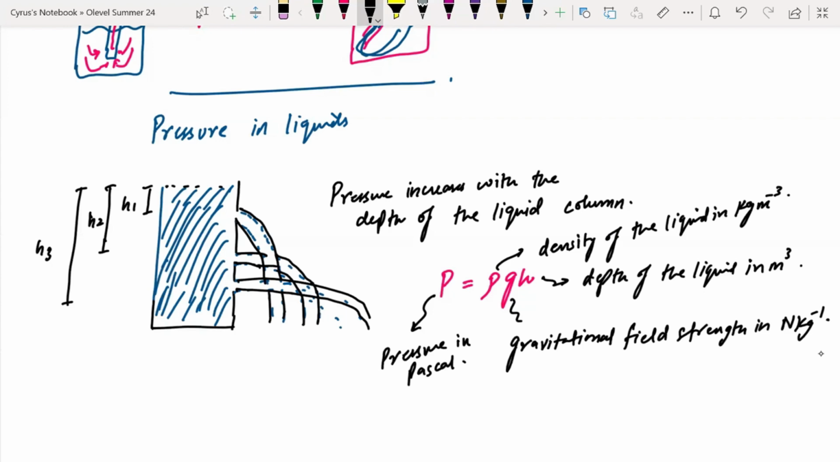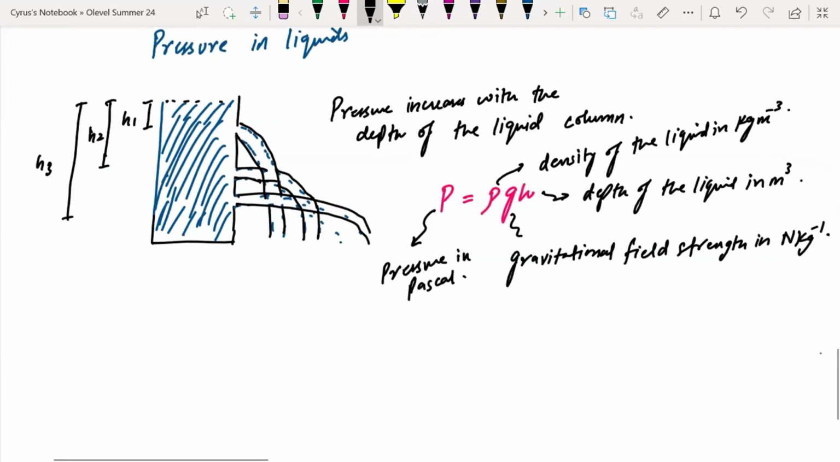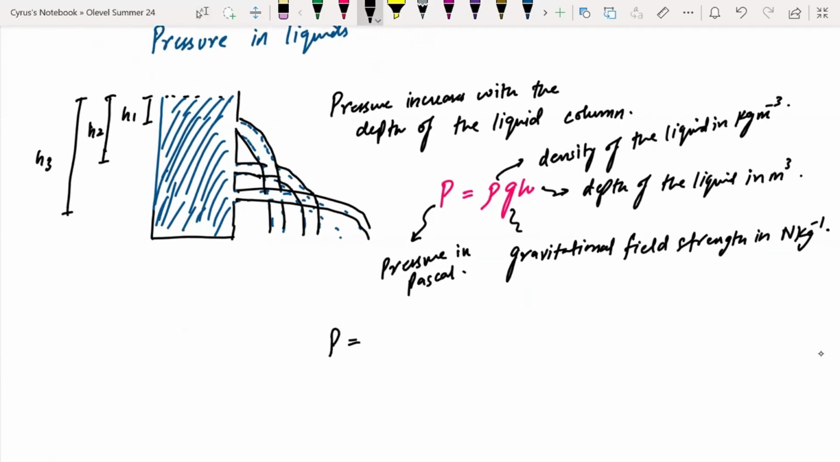So pressure is precisely what it is: rho g delta h, right? Is that clear? And we'll talk about delta h because that is the change. So you will write here P is equal to rho g delta h.